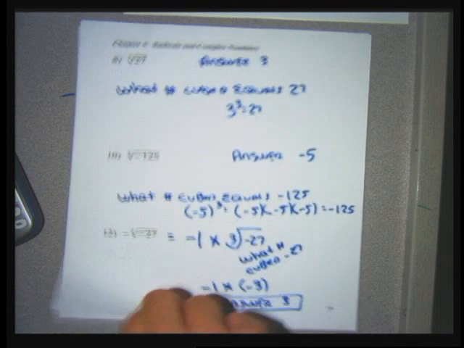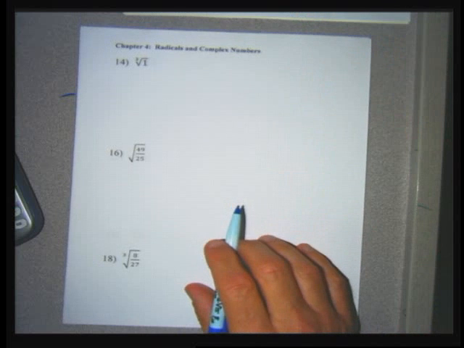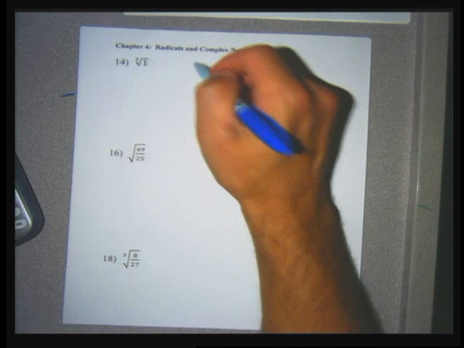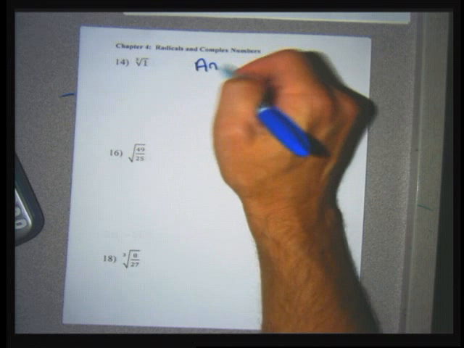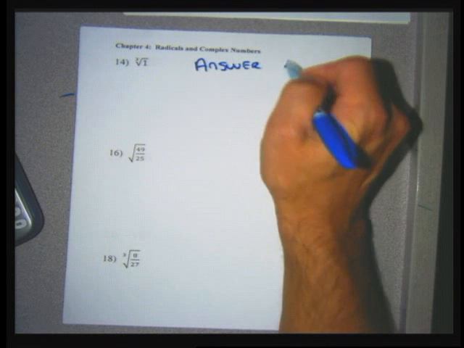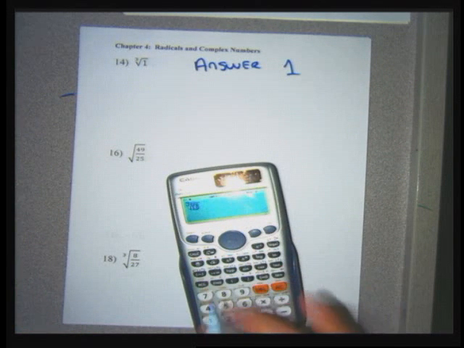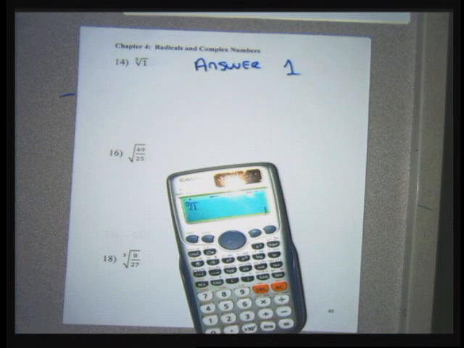(16) Which number cubed is 1? And the answer is 1 because 1 cubed is equal to 1. 1 is a nice number because regardless of what the index is, it's its own root. And again, if I don't know this, shift cube root 1, and then I get 1 for an answer.